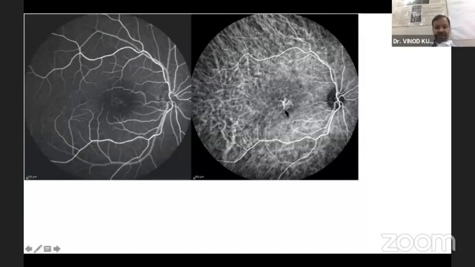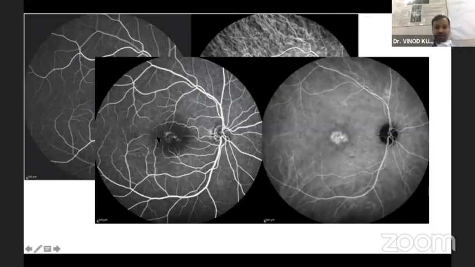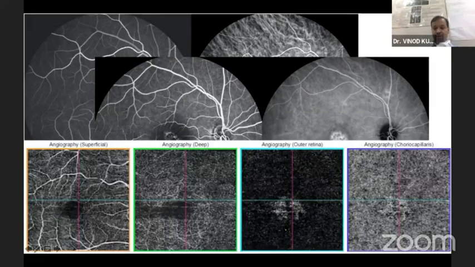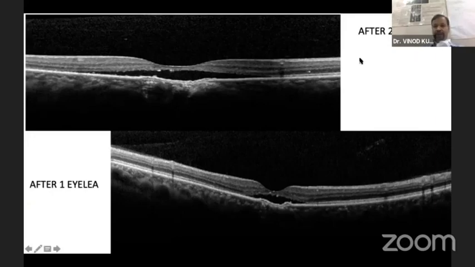When we do FA ICG, we can clearly see on ICG some membrane over here. On FA we also see stippled fluorescence, which increases in the late phase, and ICG also shows some lesion which is simulating CNVM. Now this patient on OCTA shows a very clear-cut CNVM. This patient underwent 2 injections of Avastin. Initially showed no response, underwent 1 Eylea, a little bit of response, but the patient failed to respond to treatment.